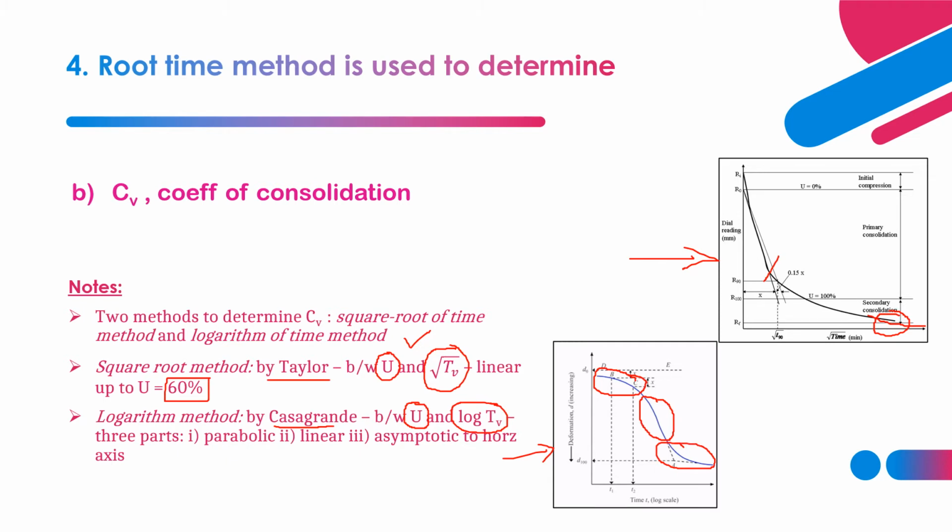So these are some important points regarding the logarithmic method, and these are some important points regarding the square root time method. The square root time method is linear up to U 60 percent, and thereafter it bends into a curve, and it is between degree of consolidation and root of time factor, and it was devised by Taylor. The logarithmic method was devised by Casagrande, between U and log of time factor. It has three parts: parabolic, linear, and asymptotic to the horizontal axis.